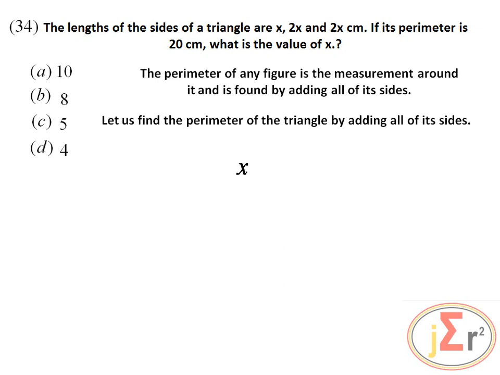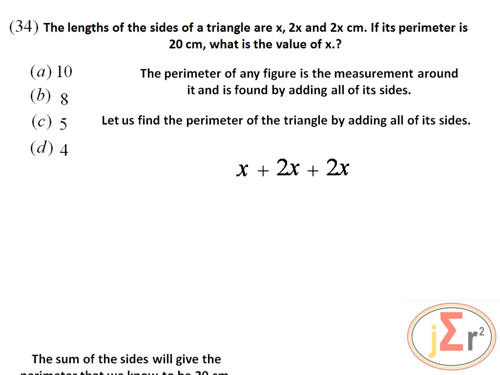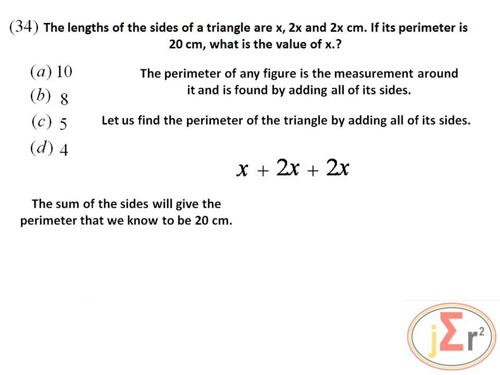So we have x, and that is to be added to 2x, also to be added to another 2x right there. The sum of the sides will give the perimeter that we know to be 20 centimeters. The perimeter is 20 centimeters. Those sides will be added to give 20 centimeters, like so.